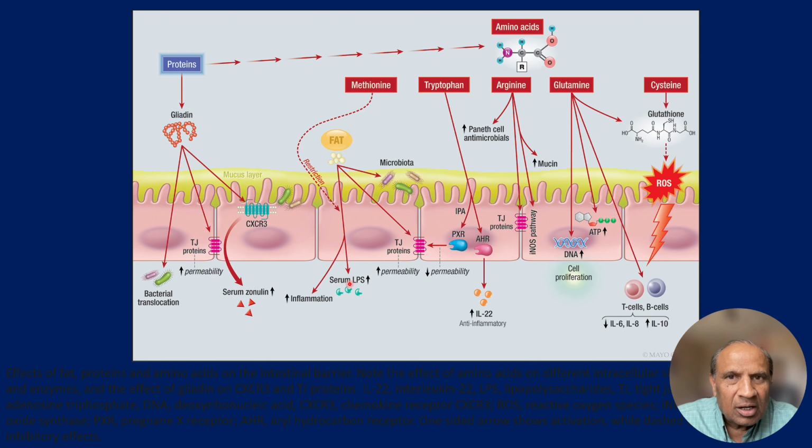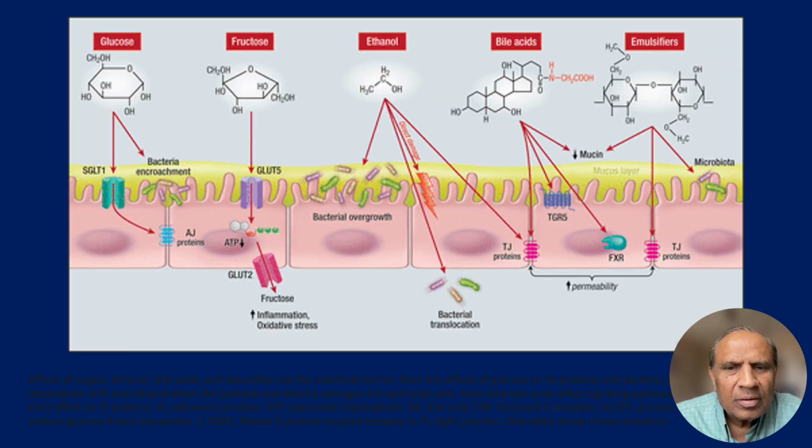The next is carbohydrate. The carbohydrate in the form of glucose or fructose, and alcohol or ethanol, are also shown to cause the disruption of tight gap junctions. Bile acids, on the other hand, tend to affect multiple sites in intestinal barrier function. Bile acids decrease the mucus layer, affect the villi, and also affect the tight junctions. All of these increase intestinal permeability.